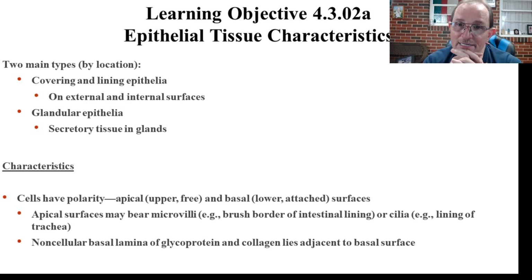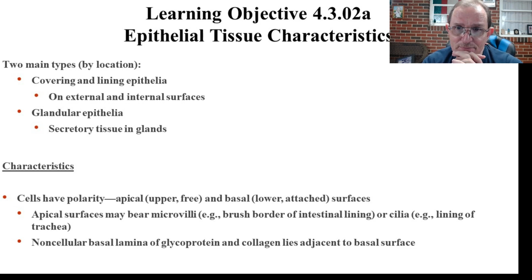So we have the covering and lining epithelium. That's both on the external, the skin, and the internal, the lining of our GI tract. The lining of your mouth is a type of epithelial tissue. We also have the glandular, which we talked about, that produce products and put them out. We'll talk more about that.